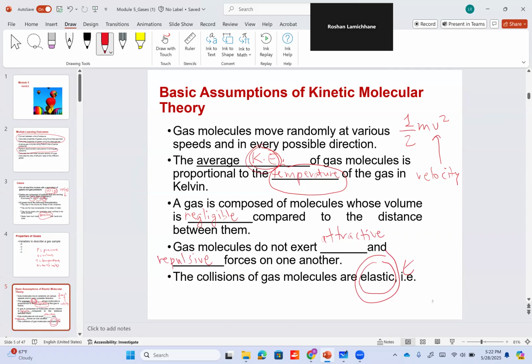Because if you think about a balloon, right? So if I have two gas molecules colliding with each other, with my two small circles, whenever they collide, the energy is transferred from one gas molecule to another, and so on. That's what it means by elastic. The energy is not lost. All right. So these are some of the assumptions of kinetic molecular theory, or you can just say assumptions for ideal gas.